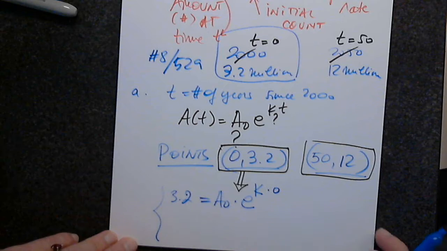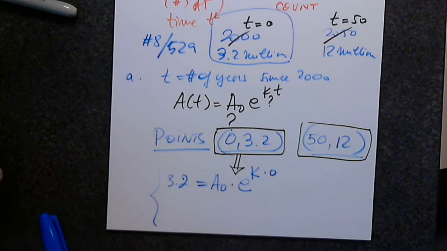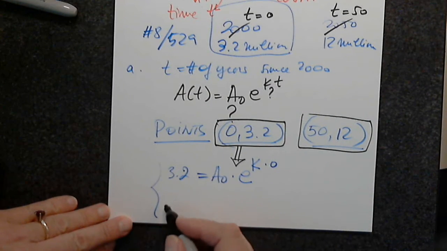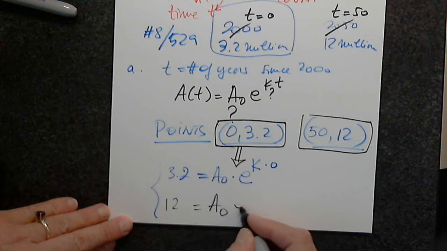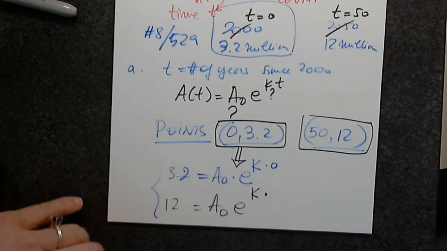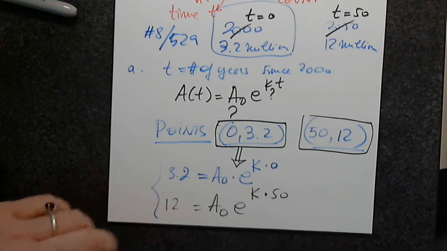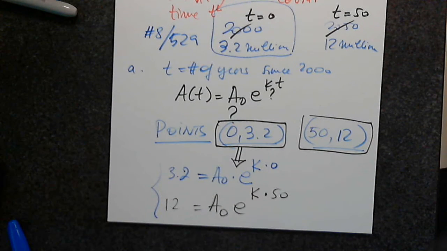I would like you to dictate the second point and put it in the model, please. Yes, go ahead. Anyone? 12 indeed equals a0 I don't have, e to k I don't have, but how much is time now? 50. So we put each point into the model, and now let's see what we have. Since we have two equations, we should be able to determine both variables. We should be able to determine the a sub 0, or the initial count of people, and we should be able to determine the growth rate, because we have two variables and two equations.